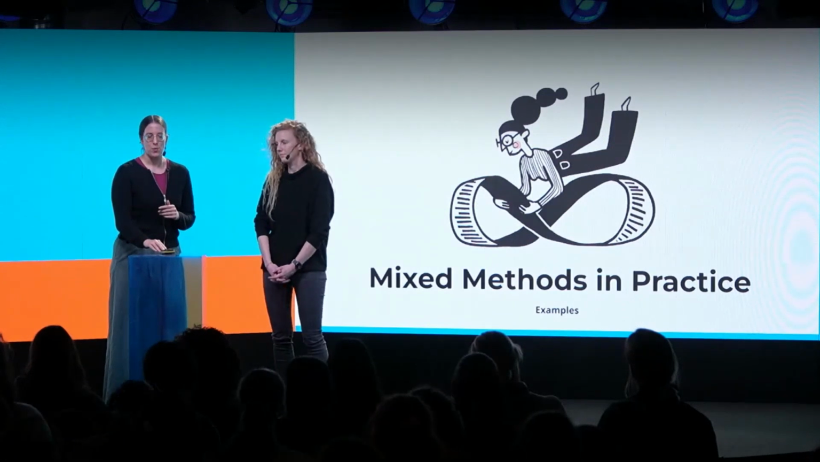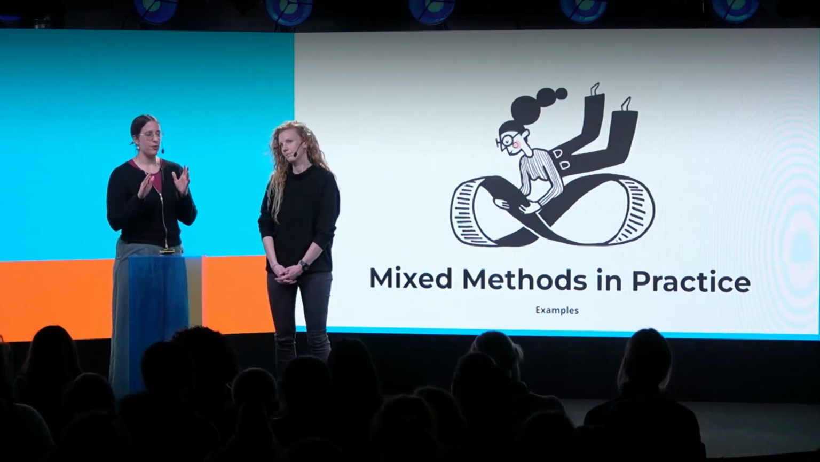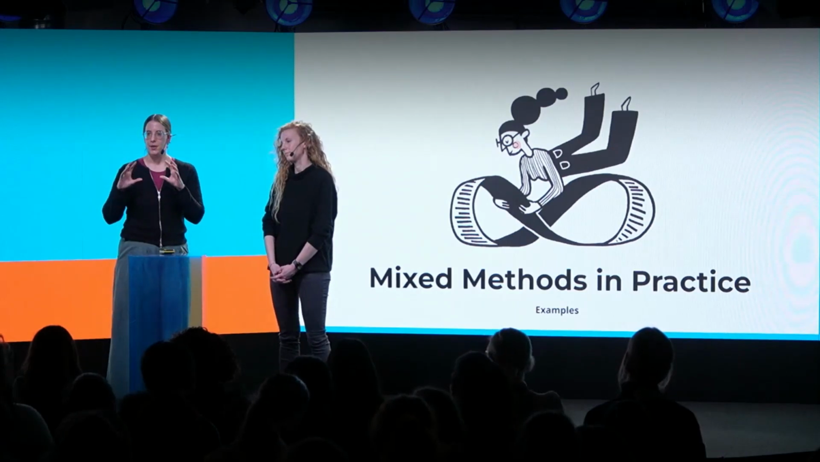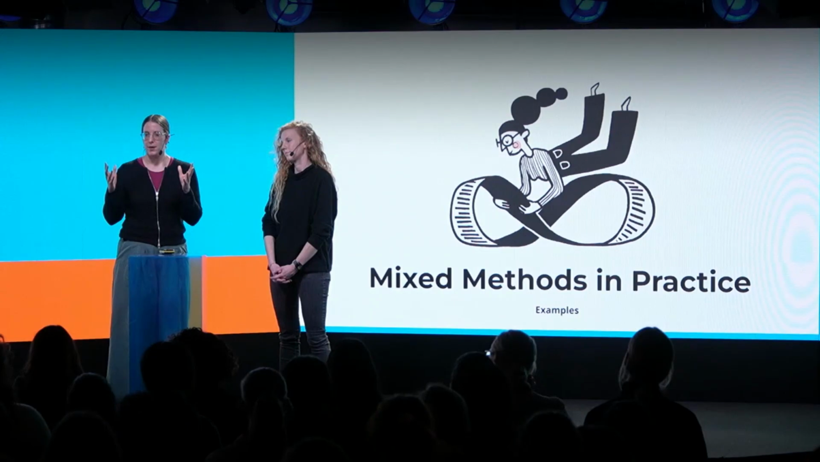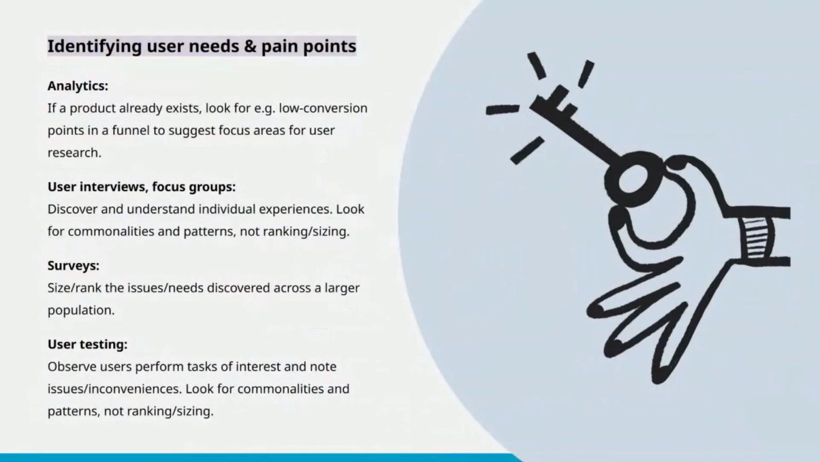In practice, what can triangulation look like? And we're going to address here three categories or areas of inquiry that are very common when working with digital products. First, identifying user needs and pain points. It's maybe the first thing we have to do when stepping into a role for a company: identifying pain points, identifying the issues in a user journey.